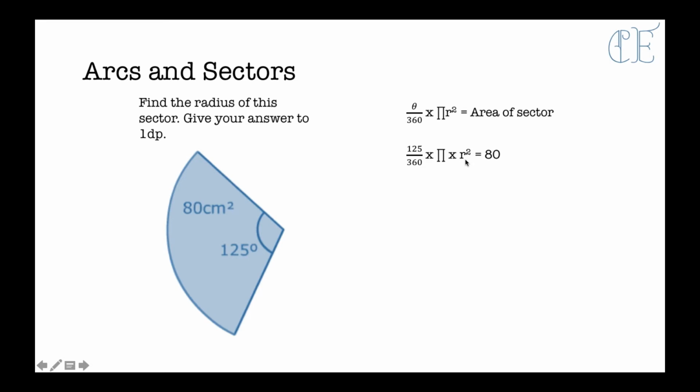Well, we don't know r, so we can't put that in. Now we can divide both sides by 125 over 360, which means we would end up with pi r squared on this side of the equals, and this one would move over here because we've done the opposite. So we end up with 80 divided by 125 over 360. We end up with pi r squared equals 230.4.